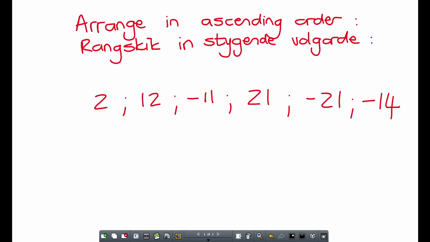Onthou wat beteken stygend? Ascending means, think about a plane, English people. If the plane is ascending, it's on the ground now, and it's going up. So van klein na groot. Stygend, as 'n vliegtuig opstyg, dan begin jy van die grond af en jy styg op boontoe, né? So jy begin klein en dan raak jy al groter.